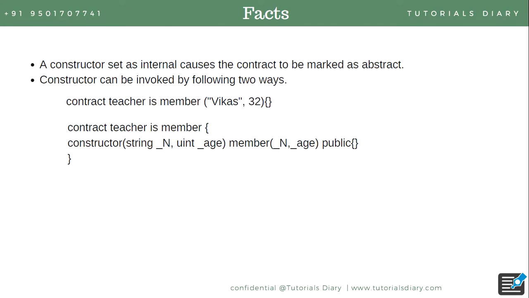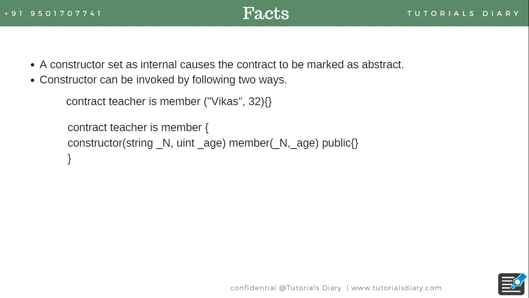There are a few facts you have to remember. A constructor set as internal makes your smart contract abstract. We already talked about the abstract contract in one of the previous sessions, where we mentioned that if any one function in the contract does not have an implementation, it is known as an abstract contract. But this is one more thing: when a constructor is set as internal, the contract is also known as an abstract contract.